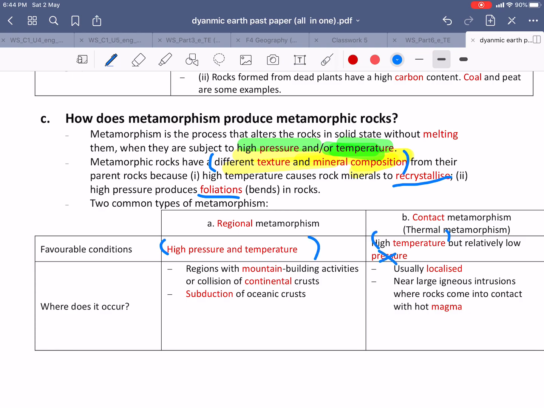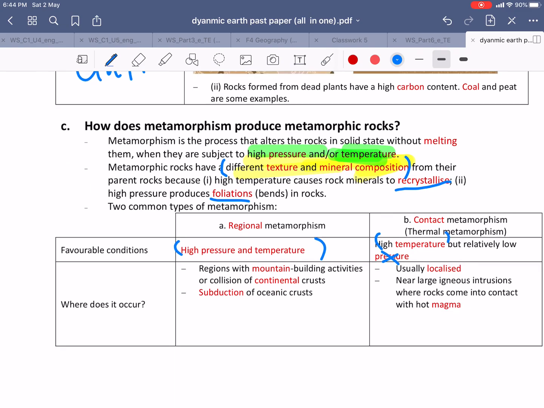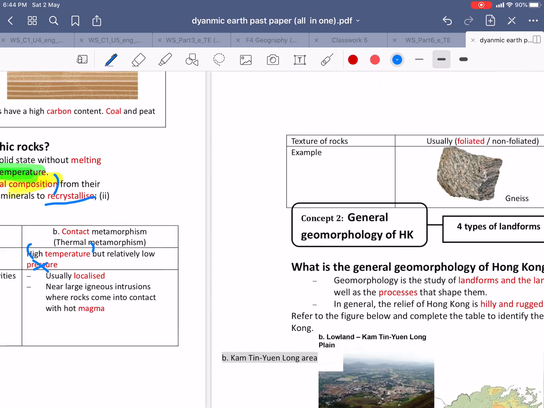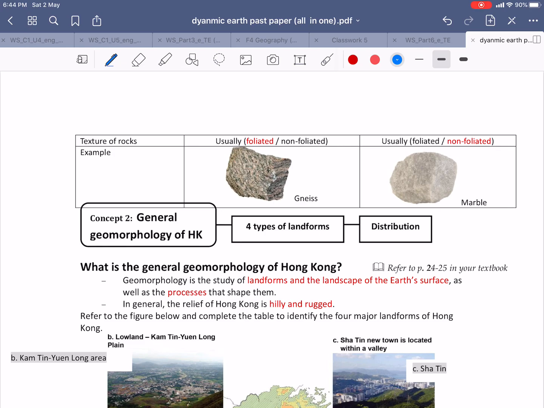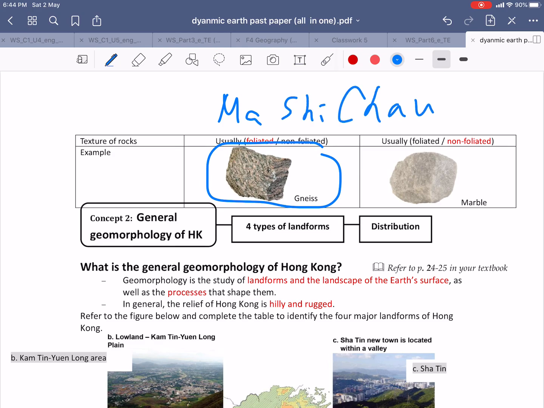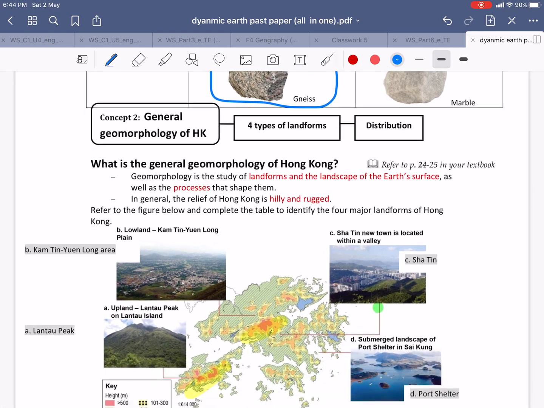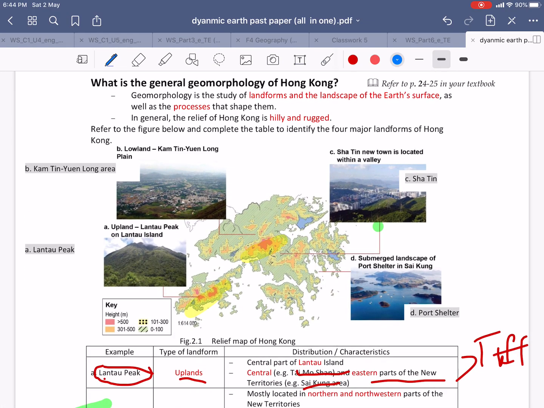So are we going to memorize all these things? I don't think so. Metamorphism does take place in Hong Kong, Ma Shi Chau does have it. But that's all for metamorphic rock already. No need to go into a very detailed way.